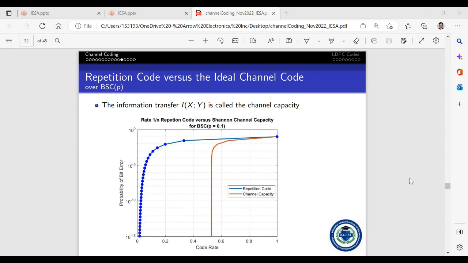Nirav has asked, what is the achievable spectral efficiency in 5G? How many bits per second per hertz? Okay.